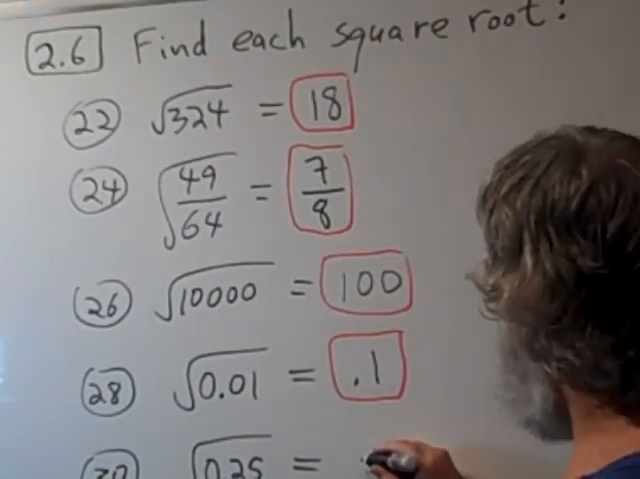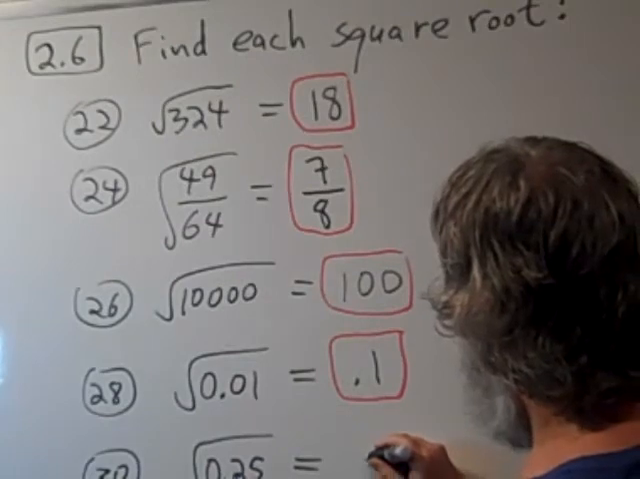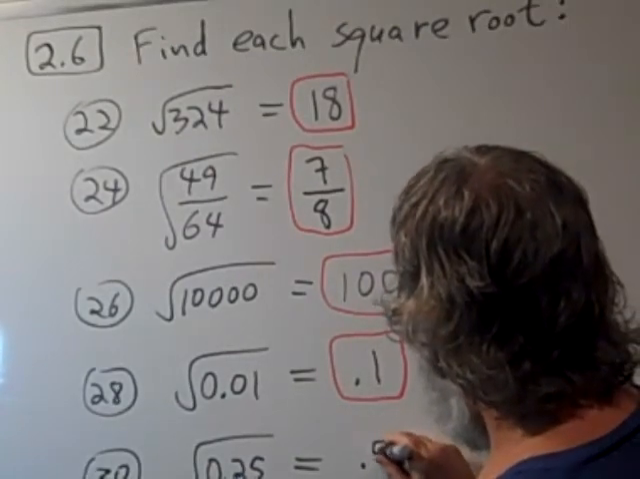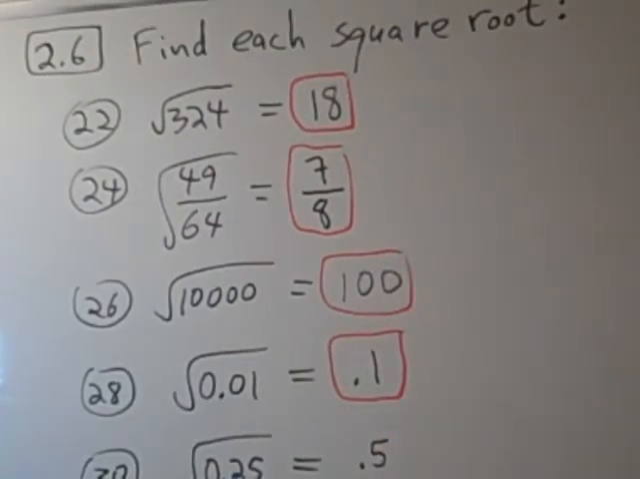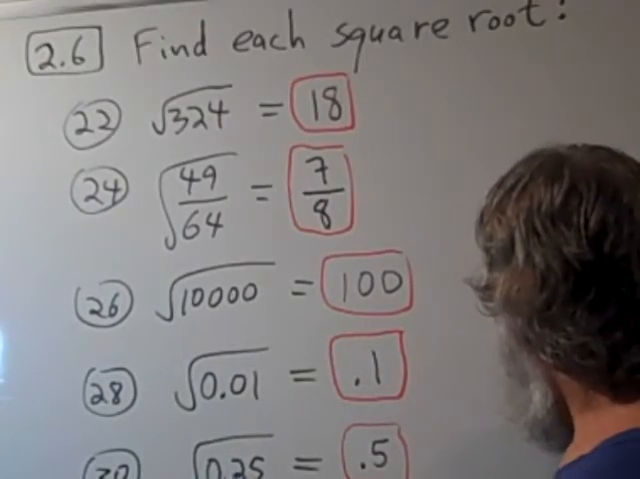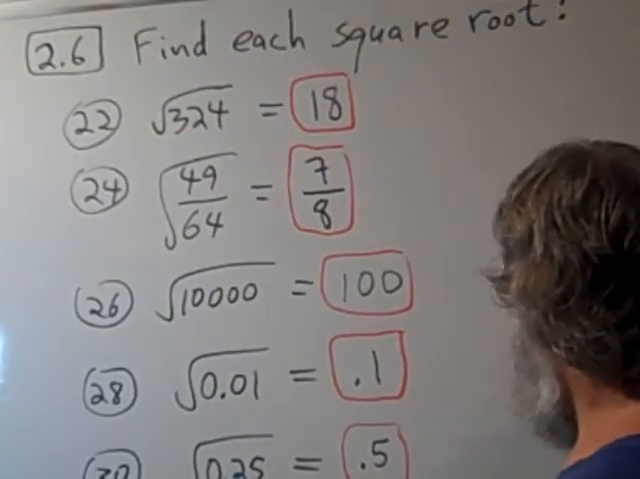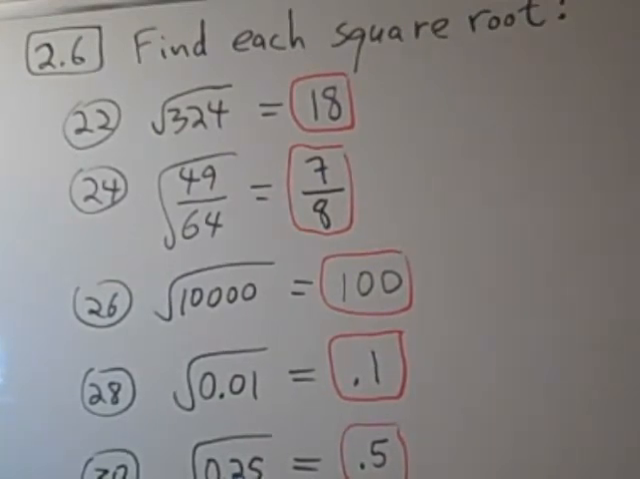The square root of 0.25 is 0.5, because that's a fourth. Half of a half is a fourth. 0.5 squared is equal to 0.25. Negative the square root of 169 is negative 13, because 13 times 13 is 169.